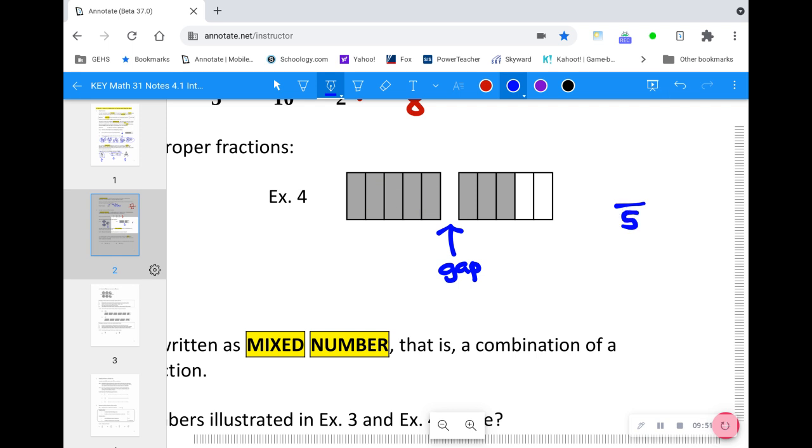And I'm going to count how many fifths are shaded. 1, 2, 3, 4, 5, 6, 7, 8 fifths are shaded. So this is improper. The top number is bigger than the bottom number, and even if it were 5/5, if we had 5 of them, it would still be improper.